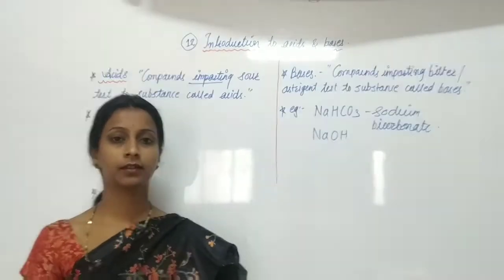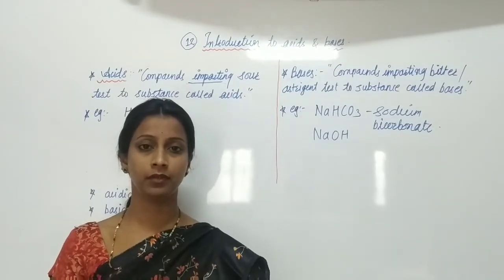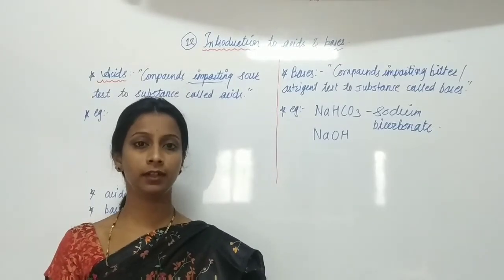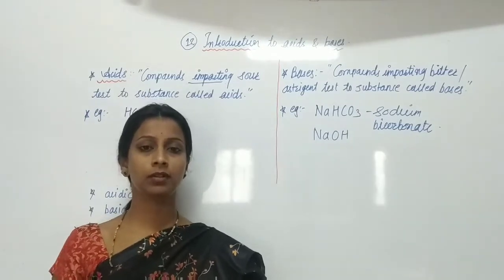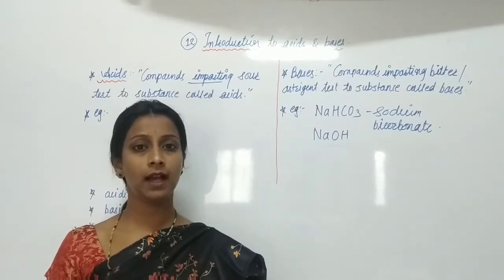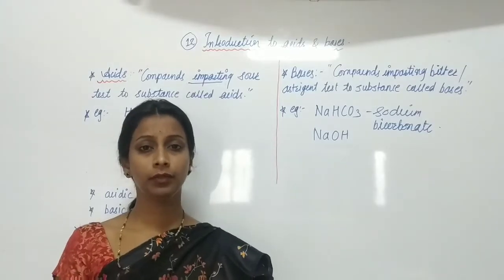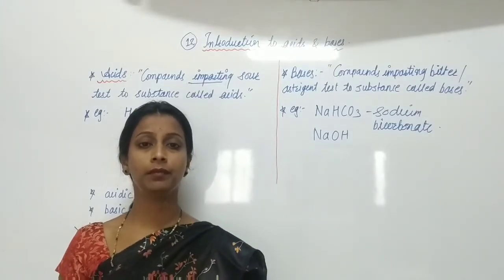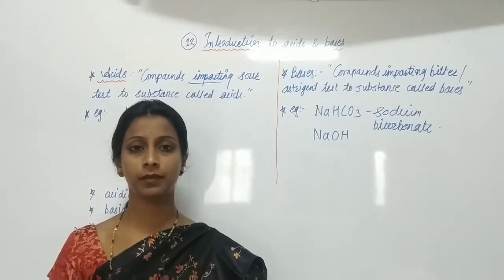So what are acids? In our daily routine we consume different kinds of food items. These food items differ in taste. Some are sour, some are salty, sweet, astringent, or bitter to taste. So we know that lemon, tomato and vinegar, these food items or substances, are sour in taste.